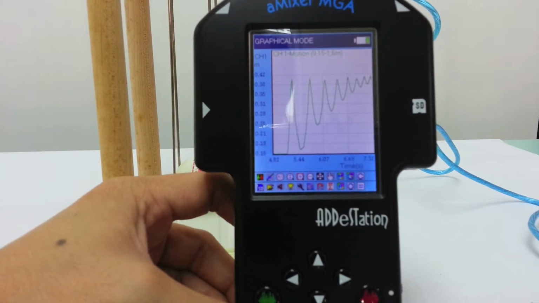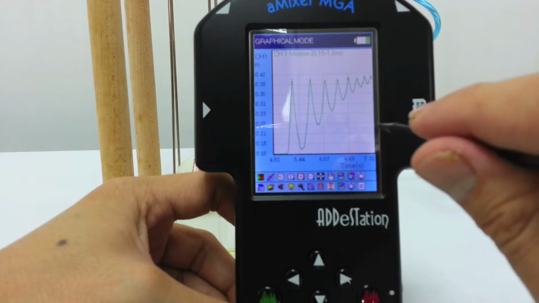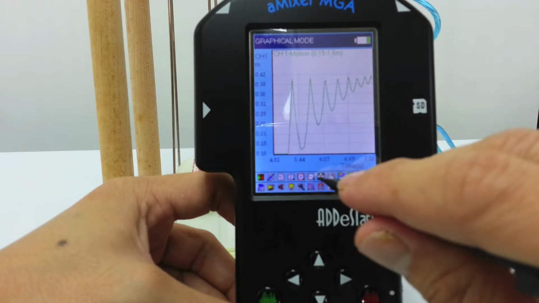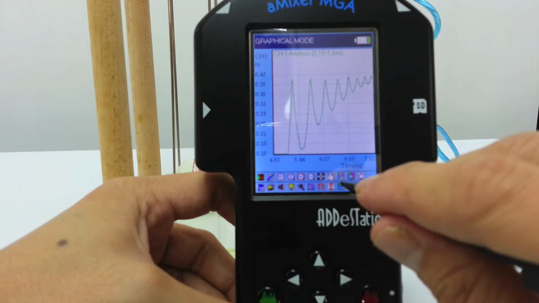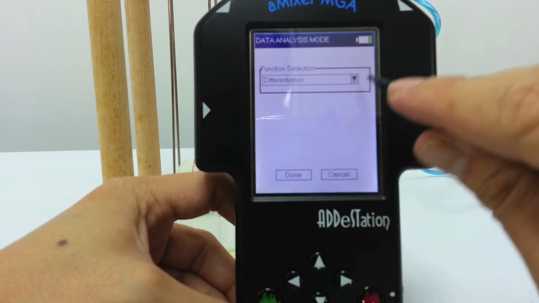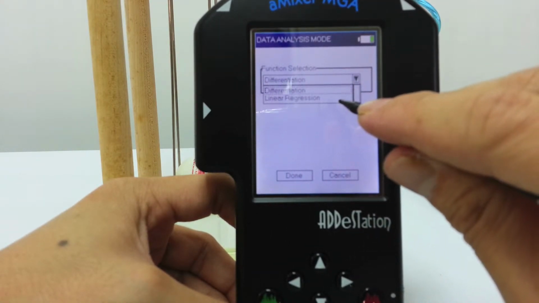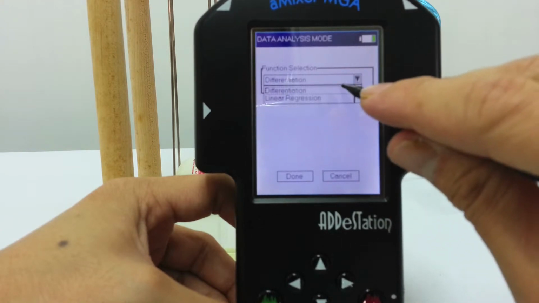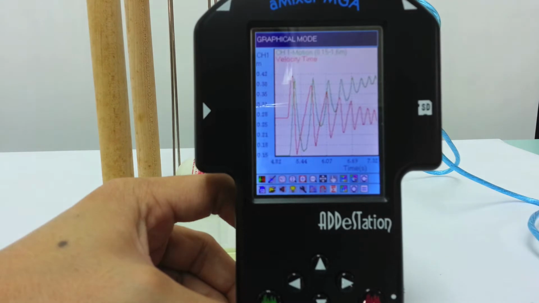The cool thing about this datalogger is that you can differentiate the displacement time graph with respect to time. What you need to do is to click on the Analyze button, symbolized by this A here. You could choose between different functions such as differentiation and linear regression, but for this example we'll use differentiation. Once you've differentiated, it shows you the velocity time graph in red.